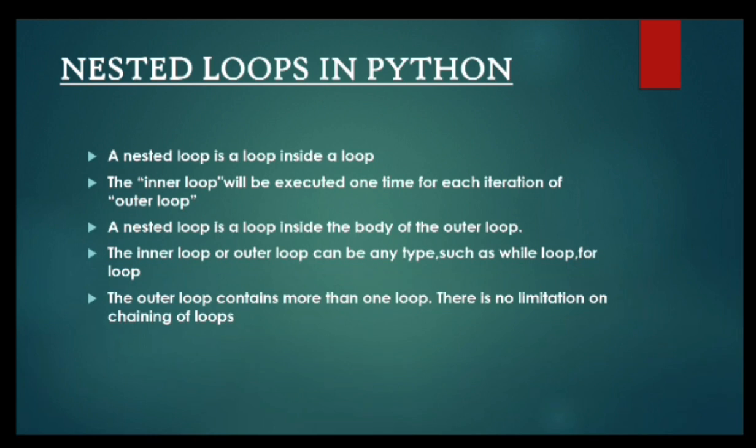The inner loop or outer loop can be of any type, such as a while loop or for loop. So we can also use both types of loops. The outer loop can contain more than one loop, and there is no limitation in Python for chaining of loops.